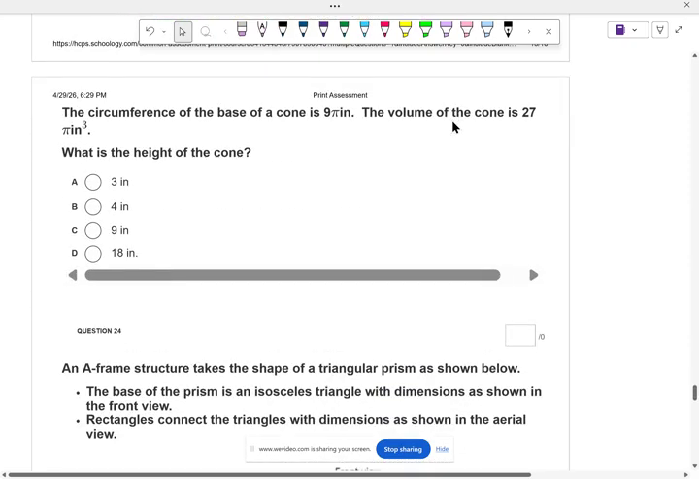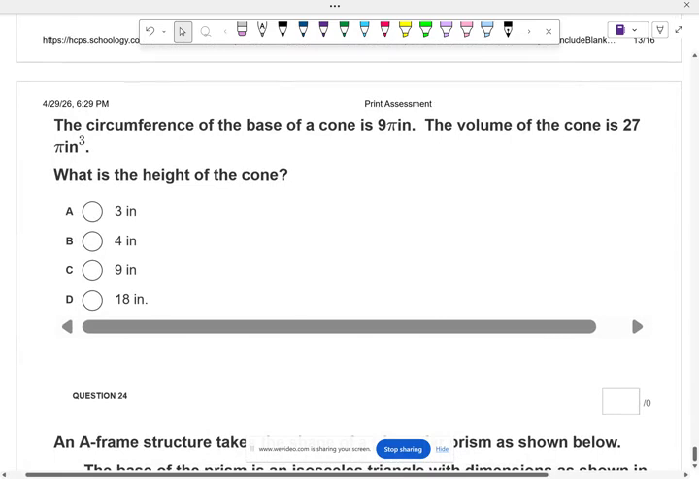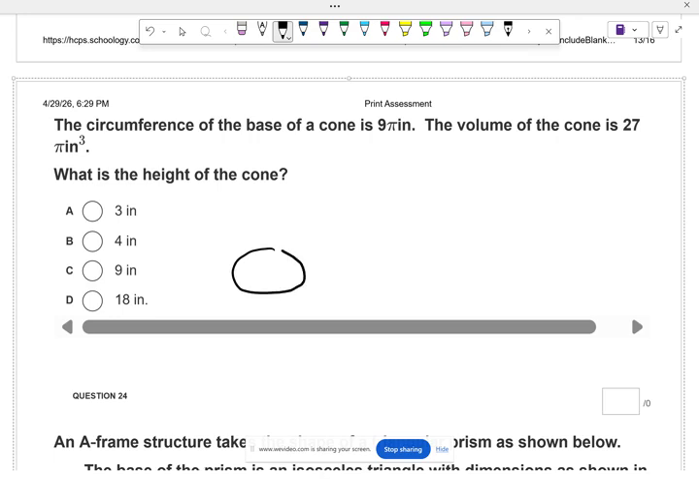The circumference of the base of a cone is 9 pi inches squared. The volume of the cone is 27 pi inches cubed. What is the height of the cone? All right, again, I know I don't draw very well, but I'm going to try to make us a cone. And they're talking about the base of the cone.